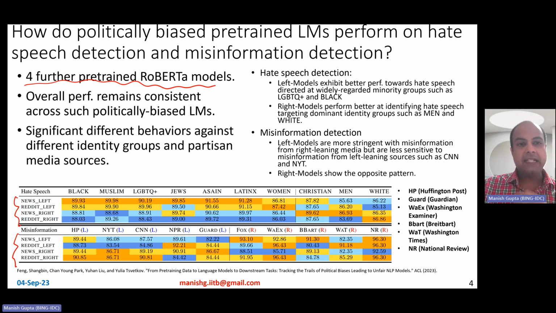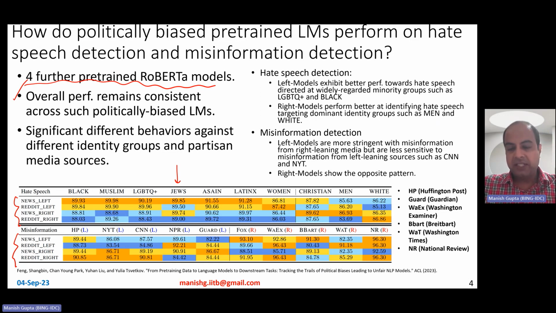So they take those and they essentially fine-tune on hate speech detection and misinformation detection corpus, and then they try to evaluate how the overall performance varies across the neutral model, the original Roberta model, versus the partisan Roberta models. Okay. So here are some of the results. And even before we look at those results, the main takeaway is that the overall performance remains consistent across such politically biased language models.